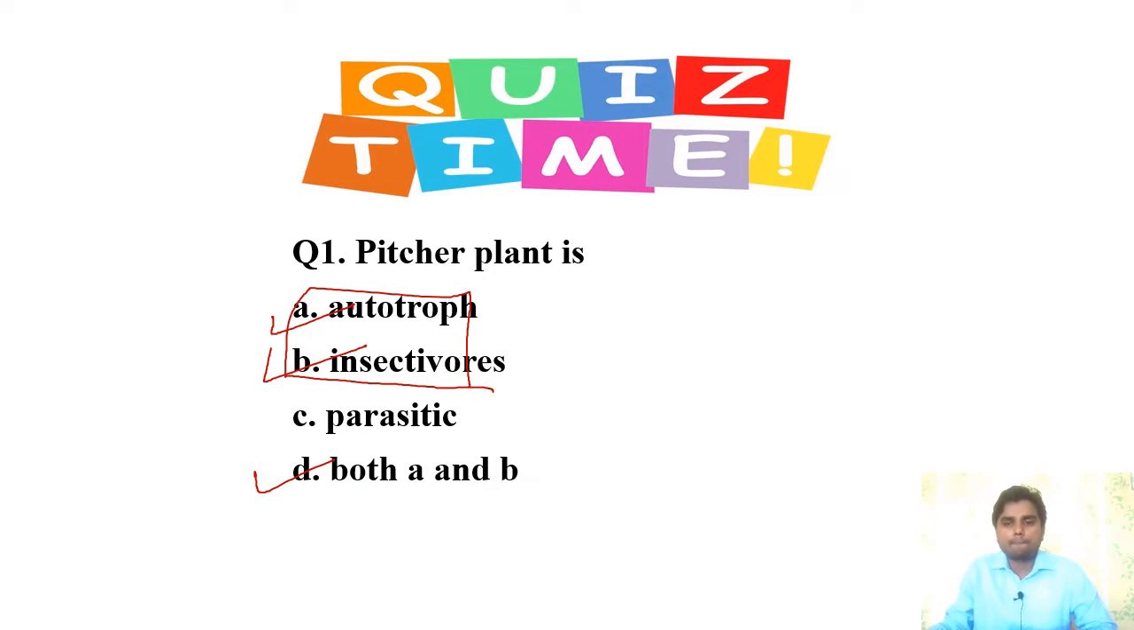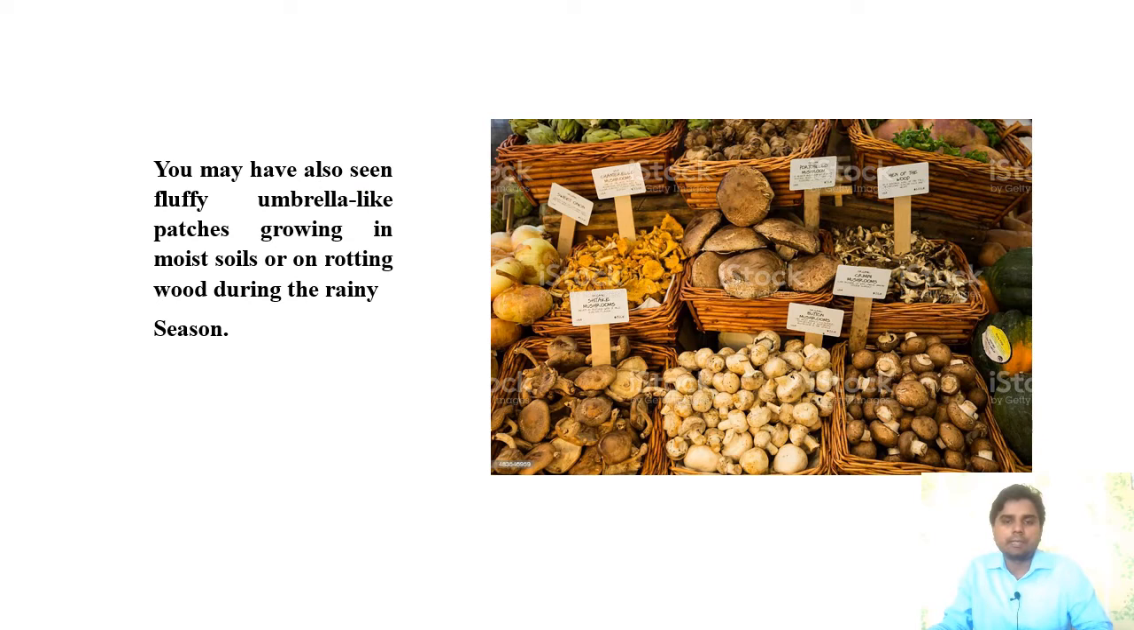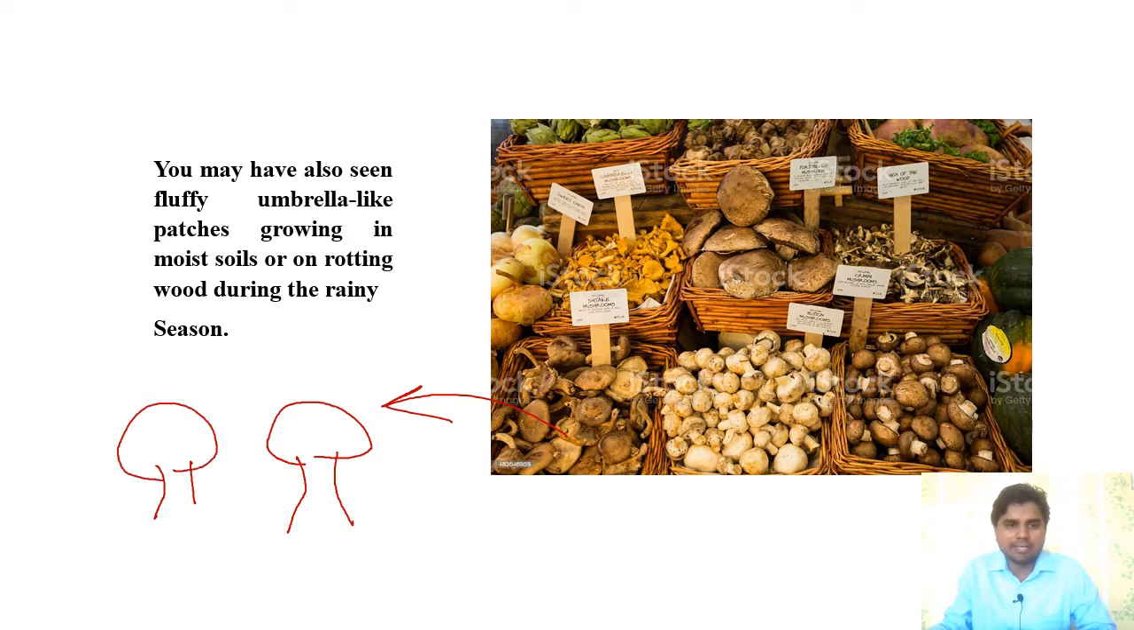Okay, is it clear to everyone? I hope it is clear to you students. So we will move forward to the next section of this class. So what are the things you can observe in this image, students? You can answer it by looking at this image. What is the structure over here? What can you see? Yes, it is an umbrella-like structure.